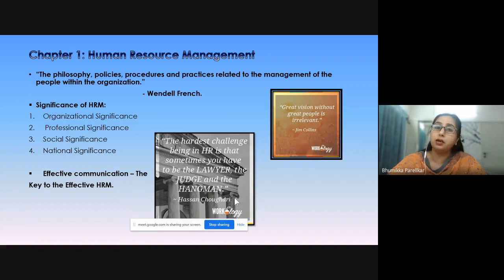Professional significance is about the mannerism that is expected of you as a fellow employee associated with that organization. Social significance represents the kind of society that you are leaning upon. And national significance is in relation to the country you are representing while crossing international boundaries.